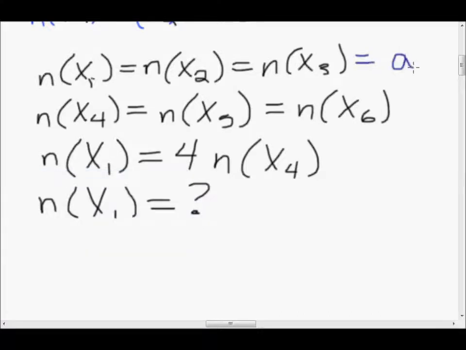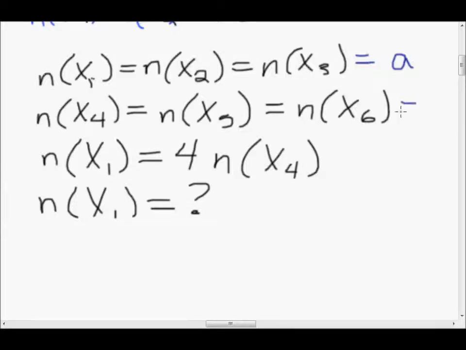I'm going to call this a, and that's some random number. We don't know what it is yet, but we know that a is equal to the number of things in x1, the number of things in x2, and the number of things in x3. Okay, so the number of things in x2 is equal to a, and so on and so forth.